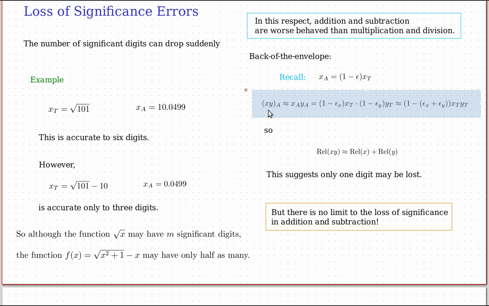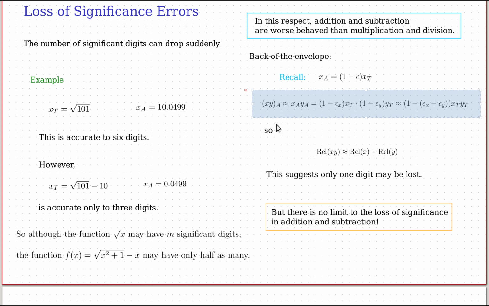Now if you look at this, what do we have here? We've got the approximate value of xy is approximately equal to 1 minus epsilon x plus epsilon y times the true value of x times y. And so if you compare that to this, what you can see is that the epsilon here corresponds to epsilon x plus epsilon y in this expression. Therefore, we can summarize this by saying that the relative error in multiplying x times y is approximately the relative error in x plus the relative error in y.